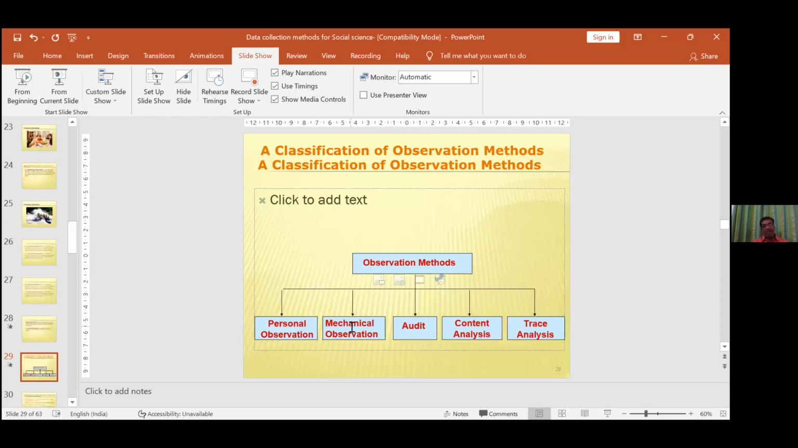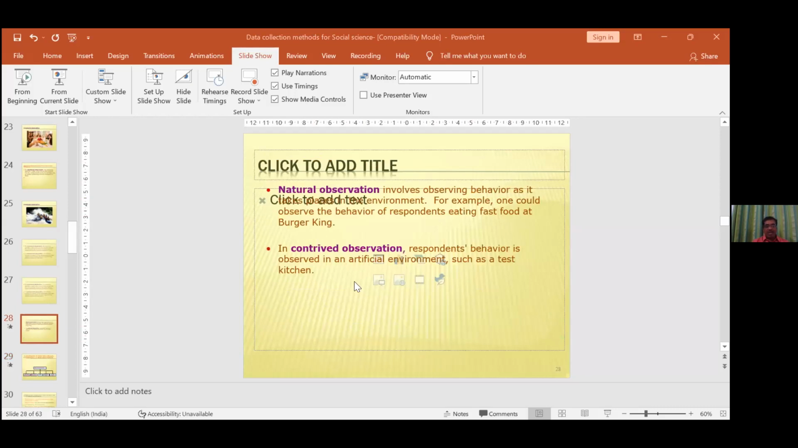What is meant by the term mechanical observation? Okay. Then, one other participant asked a question: what are contrived observations? In the case of contrived observation, the respondent's behavior is observed in an artificial environment.